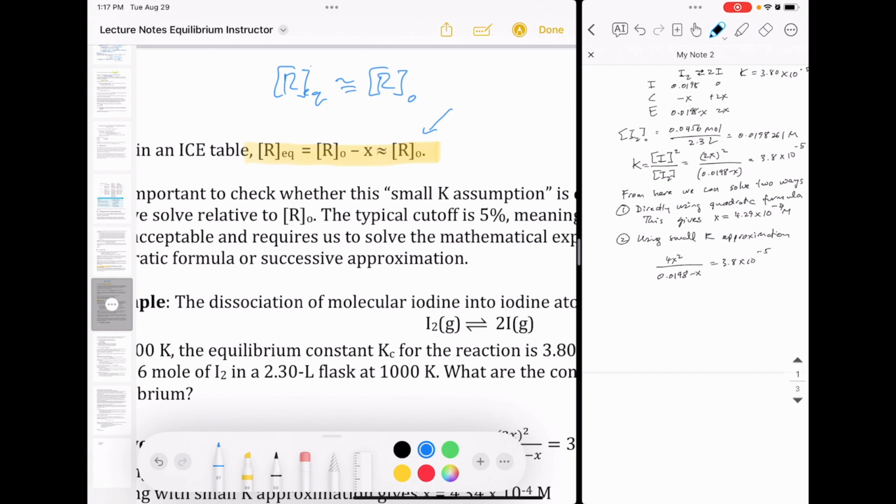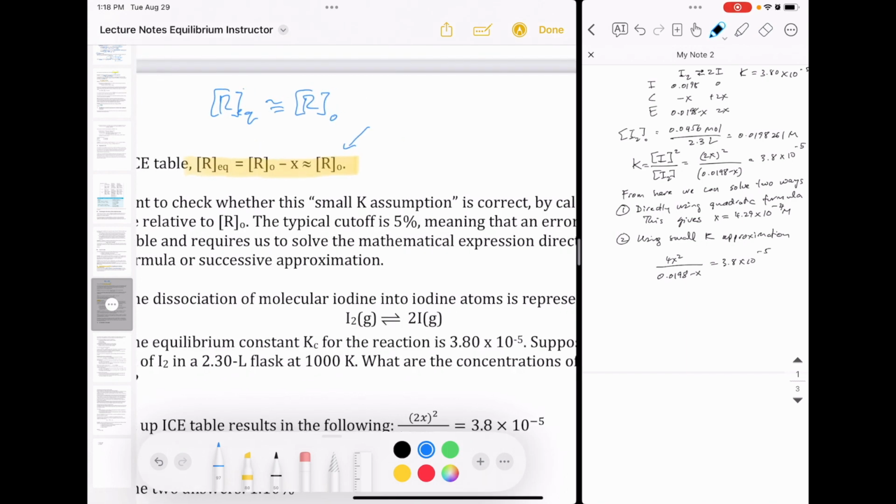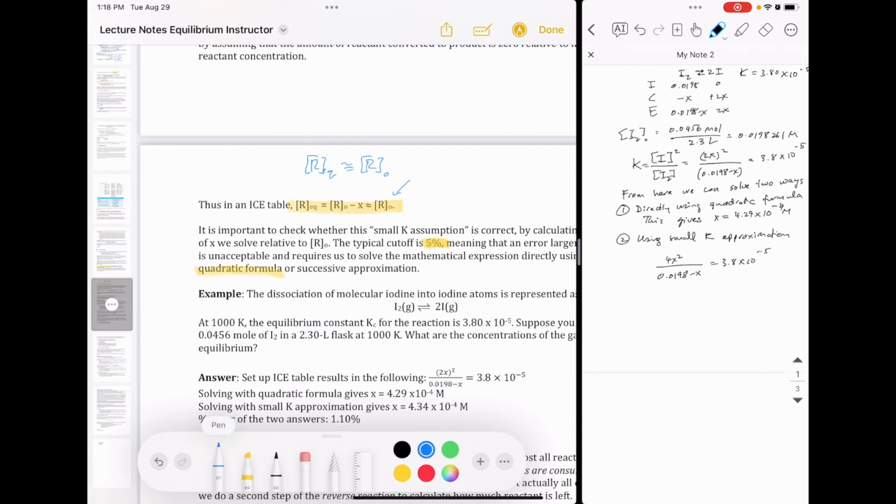Now, anytime you make an assumption, you have to check whether that assumption is reasonable in terms of the error it gives you, because you're going to have an error when you assume something. In the case of the small K assumption, if the error is 5% or less, then the assumption is good. However, if the error is bigger than 5%, then we can't use the assumption, so we will have to solve it directly. Which just means that you're going to have to use either the quadratic formula, as we saw in the previous problem, or successive approximation, which is yet another method of math that you learn in your lab.